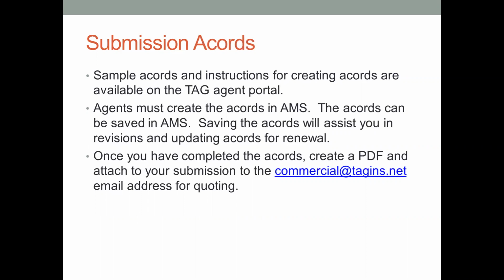Agents must create the accords in AMS. These accords can be saved in AMS. Saving the accords will assist you in revising and updating accords as you're doing your submission and also for renewal. Once you've completed the accords, you create a PDF, and you'll do that right in AMS. You're going to attach that to an email with your submission to the commercial@tagins.net email address for quoting. We do not go into AMS and pull out your accords. You need to attach them to that email.